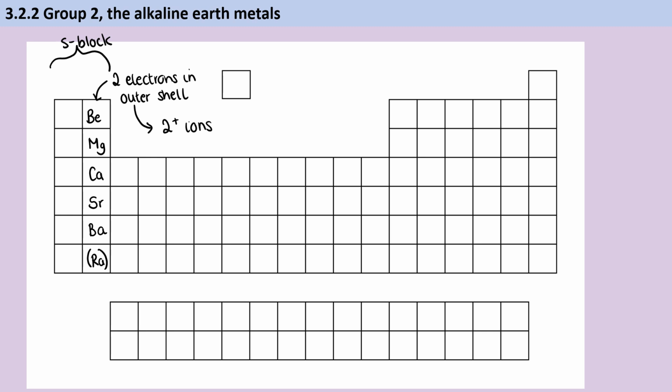For instance, if we had to write a chemical symbol equation with calcium hydroxide in there, it would be important to remember that calcium makes 2+ ions, and therefore we would need 2 hydroxide ions to balance it. Because the alkaline earth metals are metals, they conduct electricity and they also conduct heat.